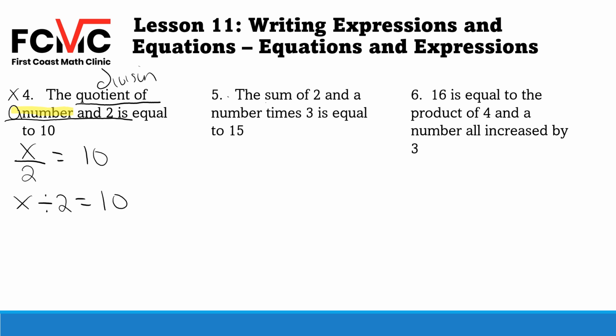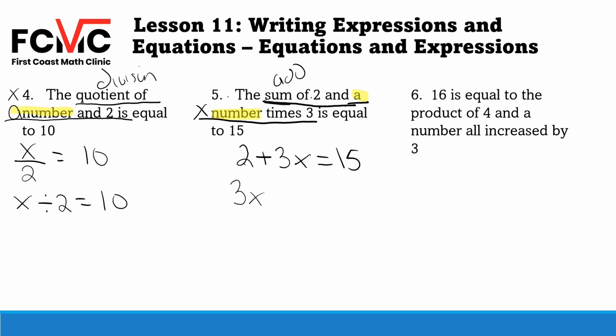Number 5, the sum, so sum is addition, of 2 and a number. So a number, that's our x. So a number times 3. So I want 3 times x, and we want the sum of 2 and that number. So 2 plus 3 times x is equal to 15. Okay, and remember, addition is commutative, so if we wanted to maybe switch that order, that would be okay too.